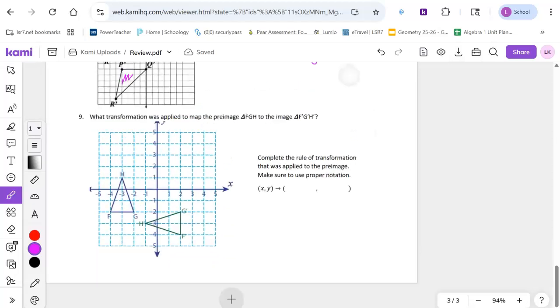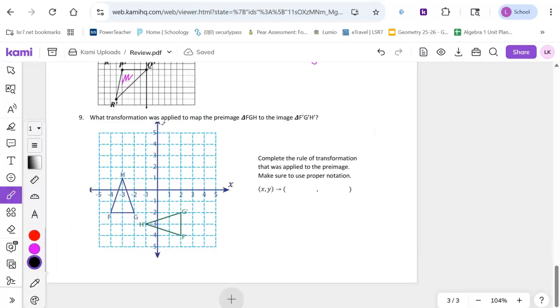And then finally it says what transformation was applied to map the pre-image triangle FGH to the image F prime, G prime, H prime. Complete the rule of transformation that was applied to the pre-image and make sure to use proper notation. So here's the deal. I'm going to look at H. That point is -3, 1. H prime is -1, -3.